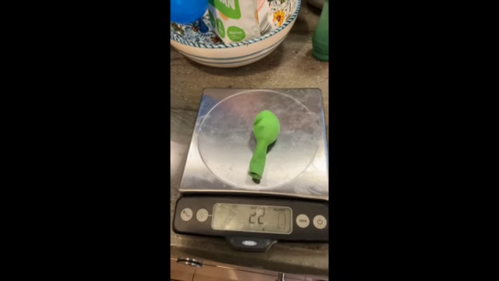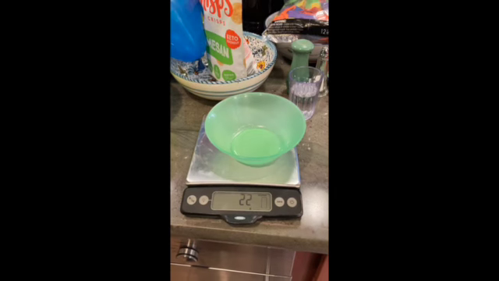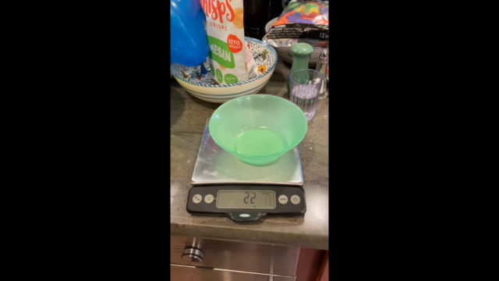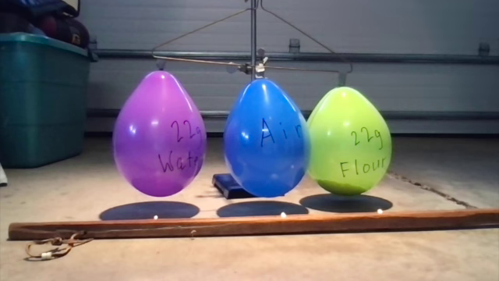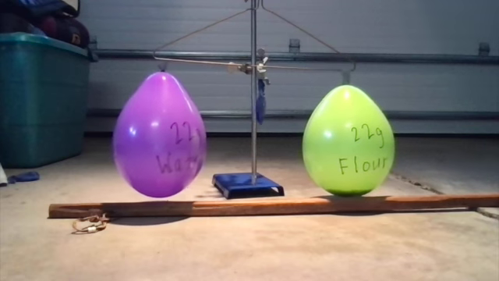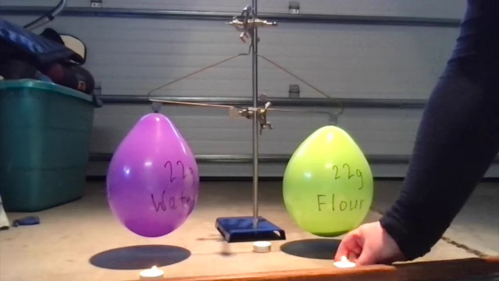And so here we have a balloon with 22 grams of flour, and this is a bowl weighed full of the same mass of water. And here's the three balloons lined up. One has 22 grams of flour, one has 22 grams of water, and the middle one is full of air. And the three have candles lined up to be placed under them. And let's see what happens.